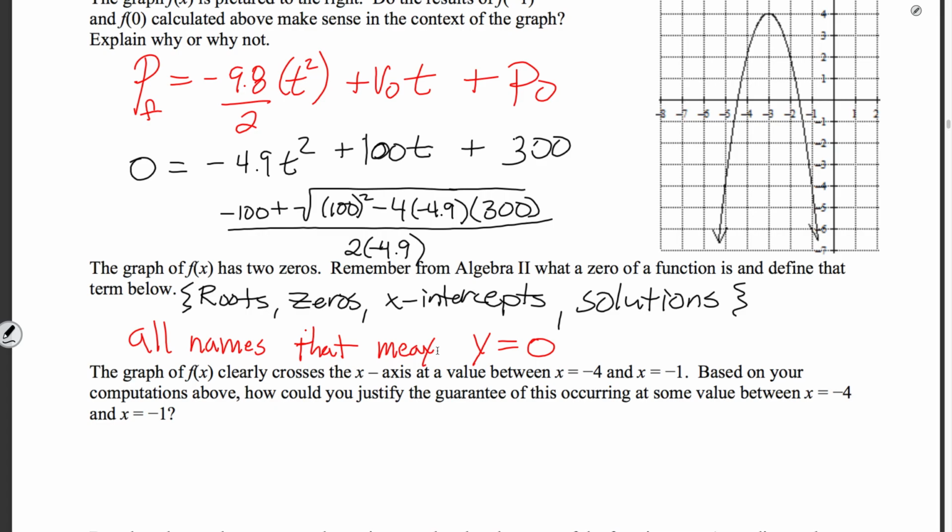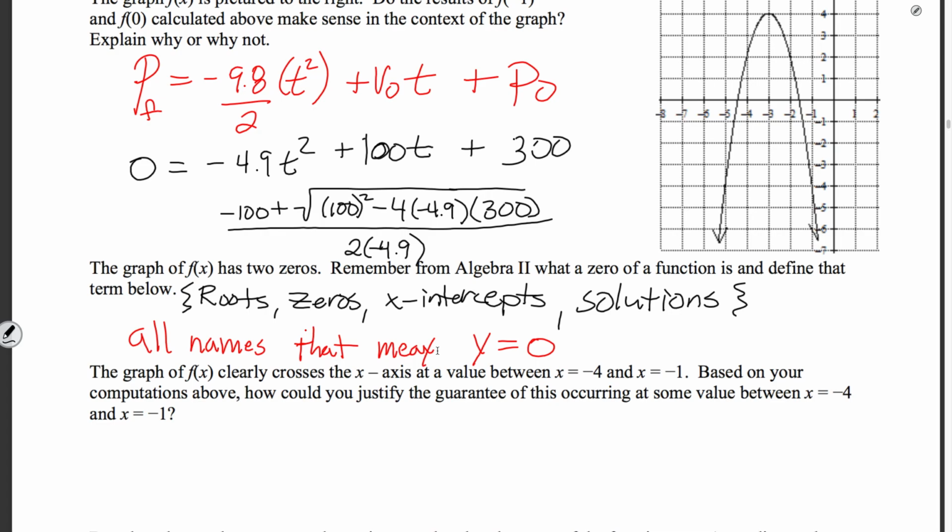Is this in seconds? How long? It should be in seconds because we're going in meters per second. So it's negative 100 plus the square root of 100 squared minus 4 times negative 4.9 times 300.